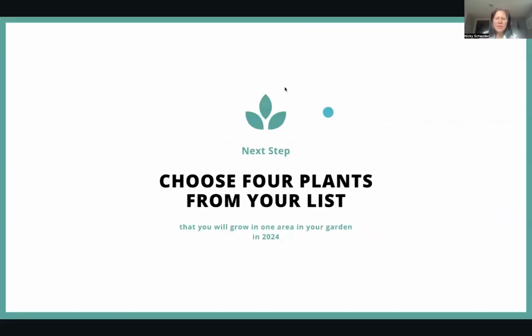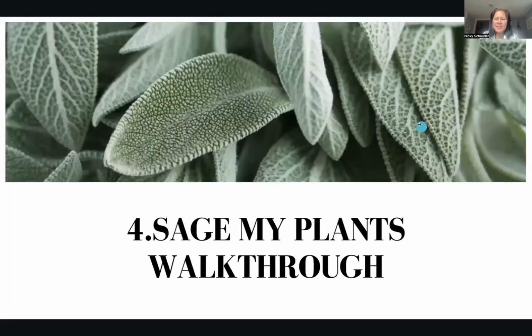That's right. So the next step is to choose 4 plants from your list that you will grow in one area in your garden in 2024. And I'm just choosing 4 so that we limit the time that we're going to be here. We have limited time. But this next step is to walk you through how to use Sage if you were to use it, and to try it out and see if it's something that might be helpful. Dave will take over from here.